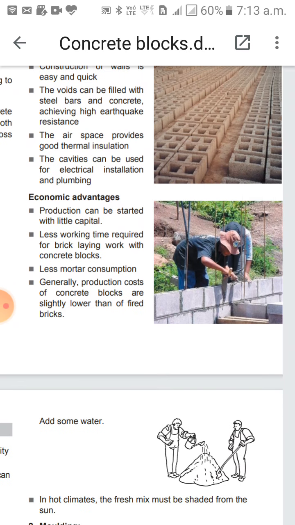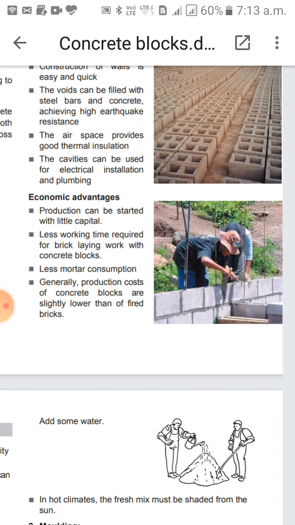And there is air space, so it provides thermal insulation. If you have hollow blocks as walls for a room, you'll have good thermal insulation, lesser heat. And the cavities can be used for electrical installation and plumbing work. All the wires can be inserted into the cavities.